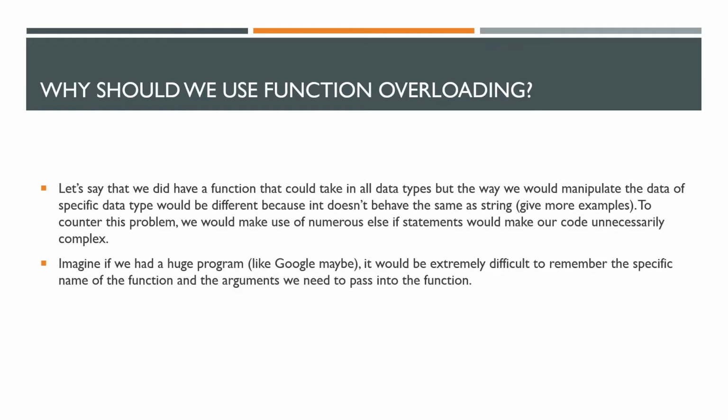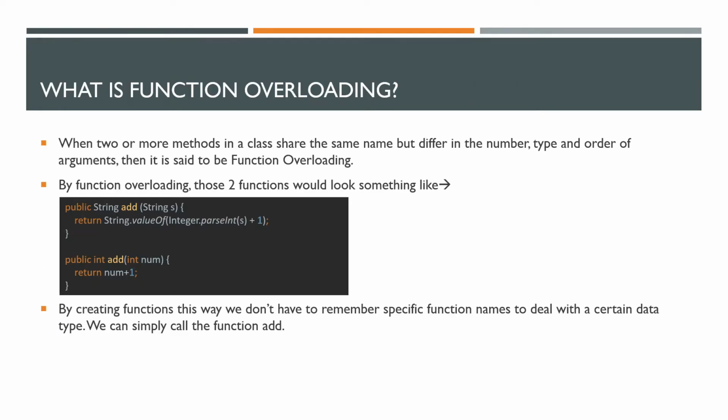But now let's take another example, if we were writing a huge program. Let's say that you were a coder at Google, and a search engine like Google has at least a million functions which have different names. To try to remember the function that takes in a certain data type as its argument and returns a certain value would be extremely difficult. And so to counter this, we make use of function overloading.